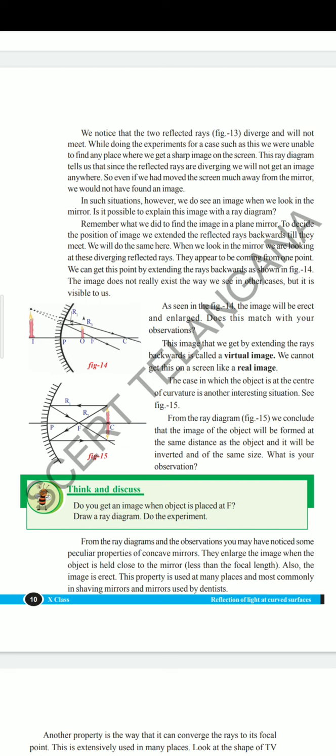Remember what we did to find the image in the mirror. To decide the position of the image, we extended the reflected rays backwards till they meet. We will do the same here. When we look in the mirror, we are looking at these diverging reflected rays. They appear to be coming from one point. We can get this point by extending the rays backwards as shown in figure 14. The image does not really exist the way we see in other cases, but it is visible to us.